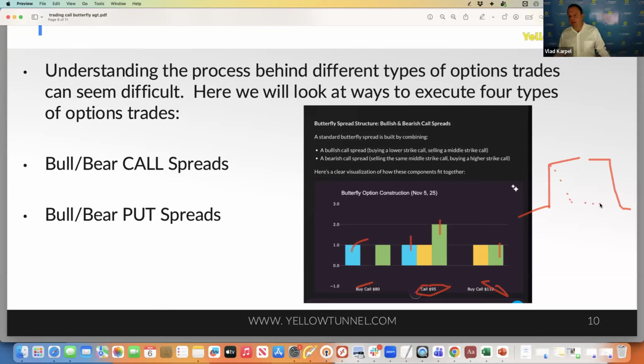So some people do that, like I sometimes do. You don't have to put on the butterfly all at once, right? You can buy a debit spread and wait till the market starts going in your direction. And if you want more profit, then you put on the credit spread, or vice versa. So they don't have to happen all at one instant. You can buy a debit call spread, and then sell a credit call spread when the stock moves in your direction on the stock market.